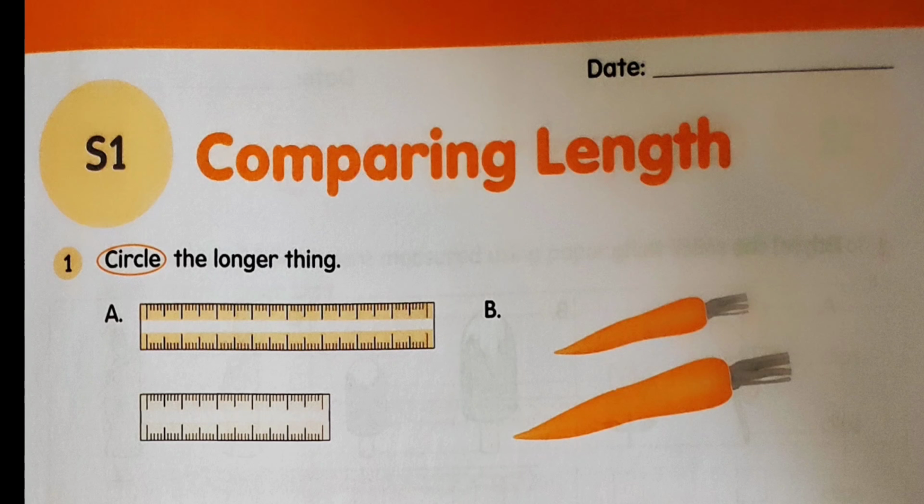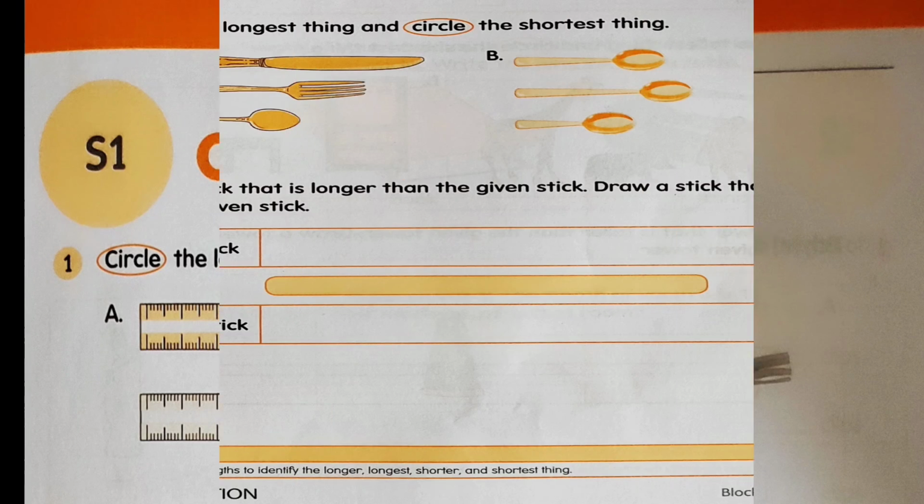I want you to open your workbook to block 10, page 14, S1, comparing length, and look at question 1. Here it says circle the longest thing. You will look at this ruler here. In picture A we have the ruler on top and below. And in picture B we have one carrot on top and one carrot down below. The question says circle only the longer thing. So you will look at the thing that is longer and you will circle it.